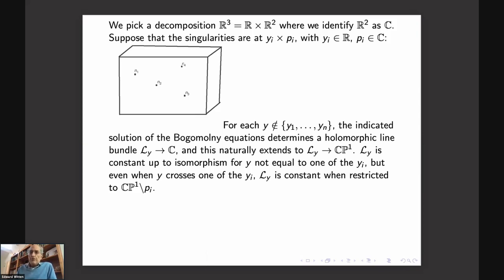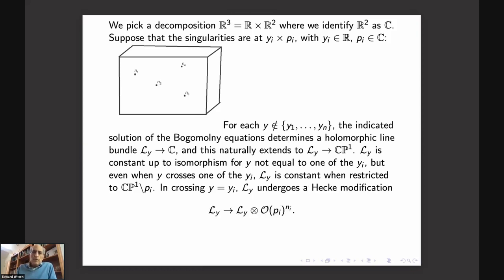So the holomorphic type of L_y jumps when you cross the bad point, which was at y equals y_i, but it doesn't jump if you remove the one point p. So this means that by definition, the jumping of the bundle when you cross the bad point is a Hecke modification. So in this Abelian case, by consideration of the first Chern class, you can determine what the Hecke modification is. The Hecke modification when you cross the bad point is precisely the most general Abelian Hecke modification at the point p_i.